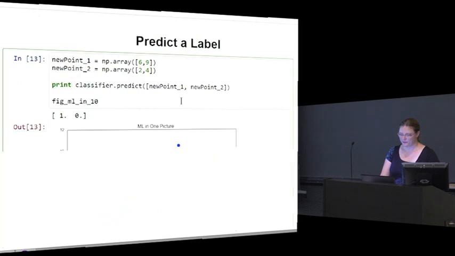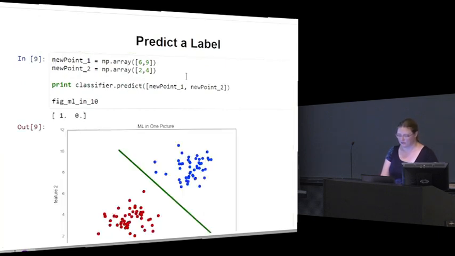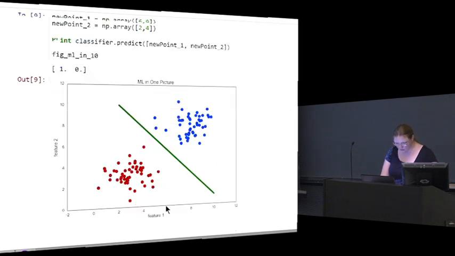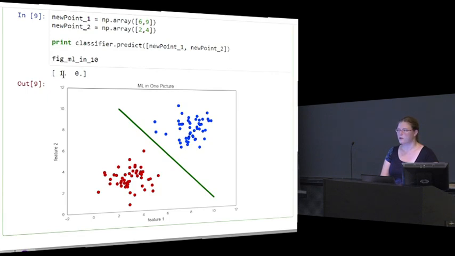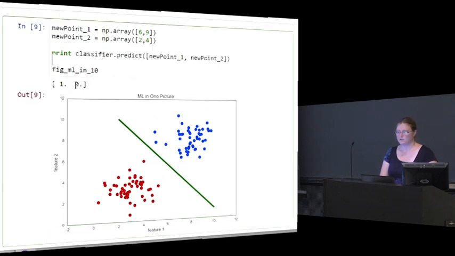So now we're going to predict labels. I have a new point at the coordinates 6, 9, somewhere around here, and 2, 4 would be somewhere around there. All I have to do is call the predict function of this classifier that I defined before and say, give me the prediction for those 2 data points, and I just put them in a list here. You can see it says 1 for one and 0 for the other. The numbers it outputs are the labels.